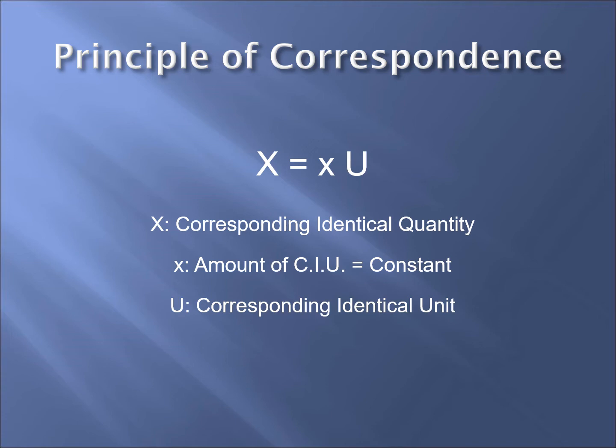Each quantity of the corresponding identical object and event should have a constant amount of the corresponding identical unit, no matter the gravitational field and the aging of the universe. This is named the principle of correspondence.